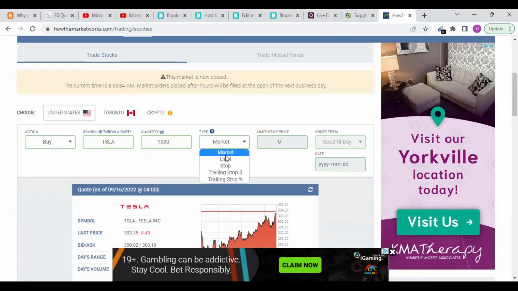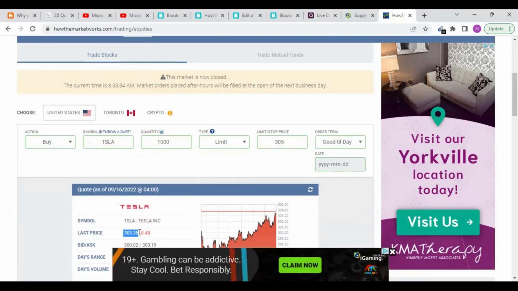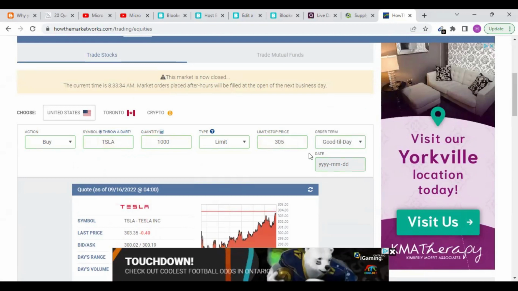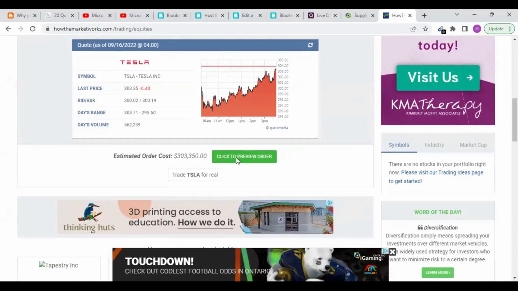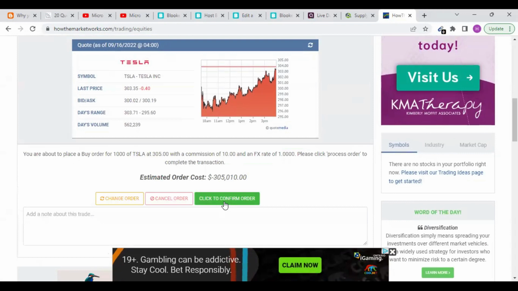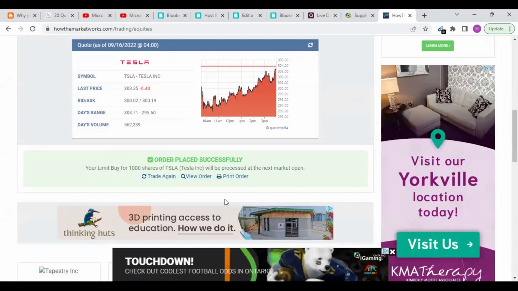And then we put limit. So we put a limit price of, let's say, 305. You want to put a limit price just a bit higher than the last price here, just so it goes through. Then click to preview order. Click to confirm order. So that's how you do it here.